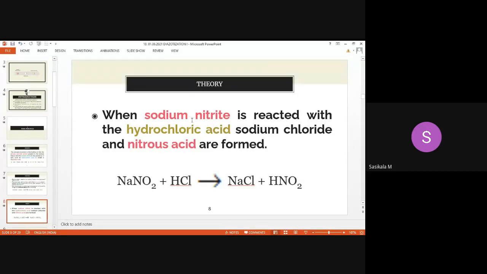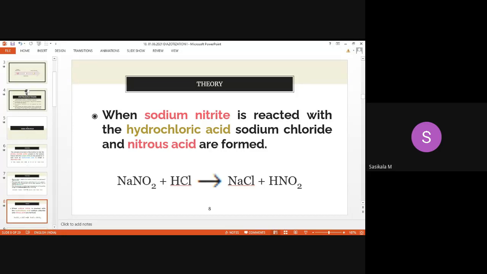So the first step, sodium nitrite is reacted with hydrochloric acid. We are now discussing the theory behind diazotization titration, where you know the reagents that interact: primary aromatic amine, sodium nitrite, then an acidic medium, for that hydrochloric acid, and then the temperature to be maintained between 0 and 5 degrees Celsius. These are all the conditions we have followed. Likewise, let's discuss the theory in brief. So what is the first reaction?